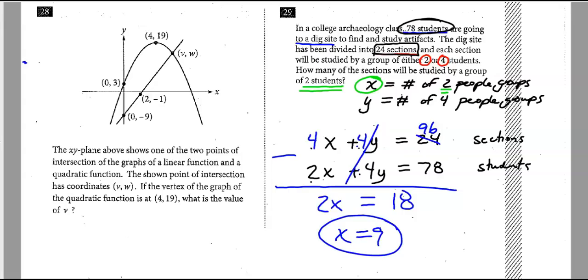And I could double check, like let's say that I'm not quite sure that I'm right on this. If I have 9 groups of 2, then that would mean, since I have 24 sections, 24 take away 9, that means I would have 13 groups of 4. Well, let's just check the kids. 9 groups of 2 is 18 students. 13 groups of 4, that's 13, 26, that's 52.